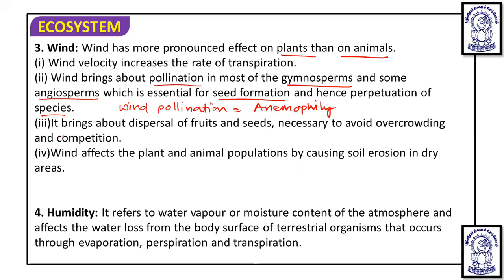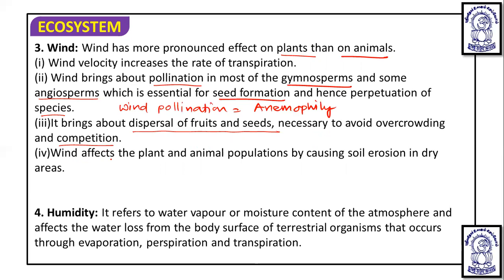anemophily. Apart from this, wind also brings about the dispersal of fruit and seeds, that is zoochory. We have discussed the dispersal of seeds. We have understood zoochory in the previous chapter, Organism and Population. And dispersal of fruit is also carried out by wind and is necessary to avoid overcrowding and competition, because after dispersal the new seeds will give rise to new plants in a different area, some distance away from the other plant or the same seed.